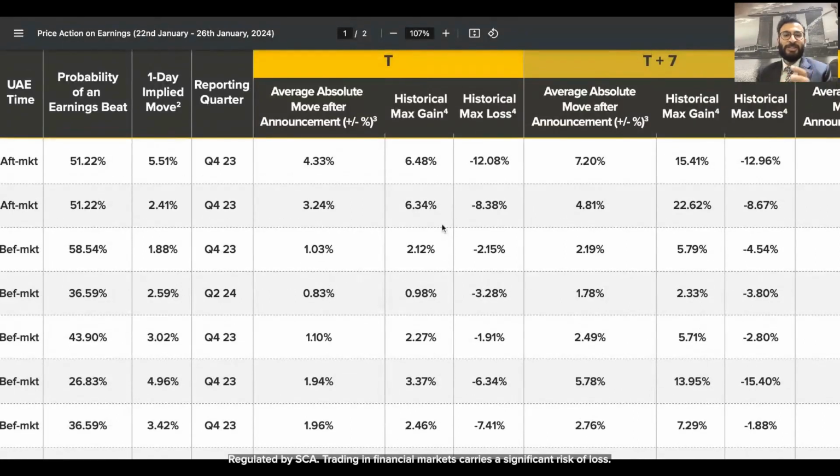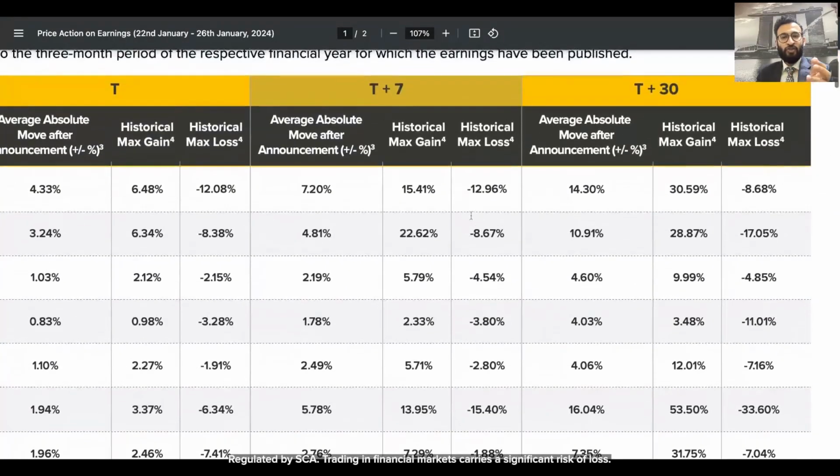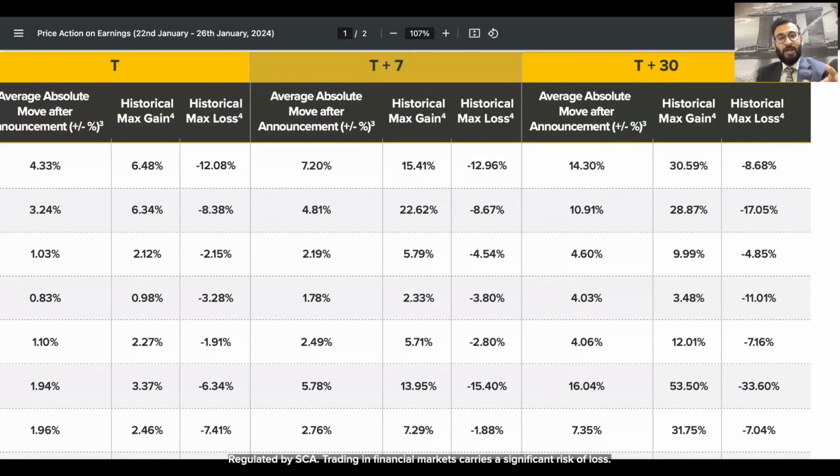Historical gain means the maximum gain which the stock has seen after the earnings in the last 10 years in the same quarter, and this is mentioned right here. Historical loss, so maximum gain, maximum loss, both are mentioned, but this is on the day of earnings. All right. Then comes T+7. If you buy the stock and hold it for 1 week, what would have been the average move after the earnings? What is the maximum gain you could make, as compared to the historical understanding, if you buy the stock before the earnings and hold on to it for 1 week? Maximum gain 15%, maximum loss 12%.